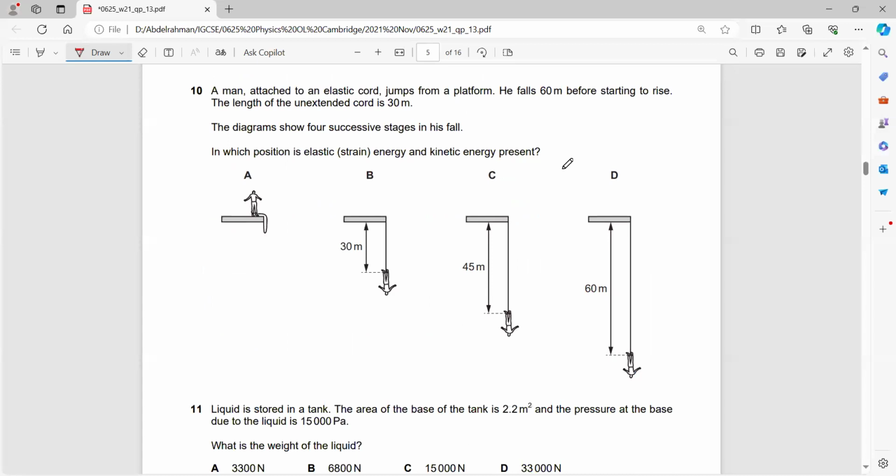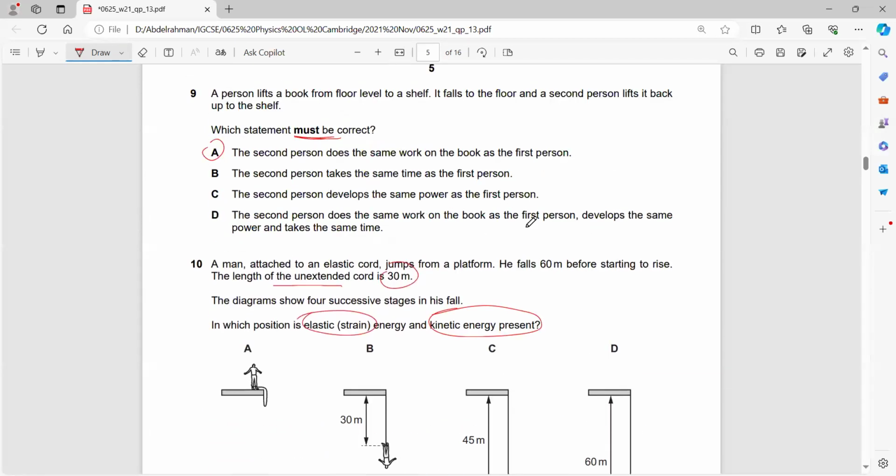Question 10. Man attached to an elastic cord. The man jumps from the platform. He falls 60 meters before starting to rise. The length of the unextended cord is 30 meters. The diagram shows four successive stages. Listen up: in which position are elastic energy and kinetic energy present? 9 was A. Okay, 9 is A. Yes.